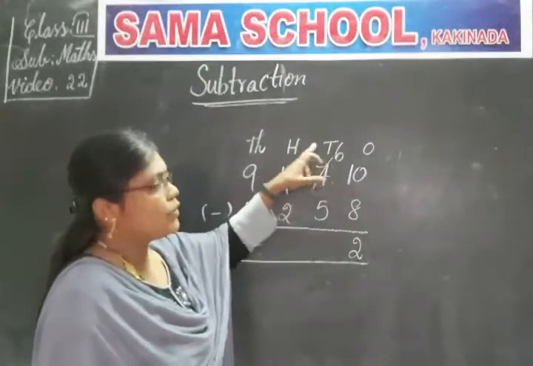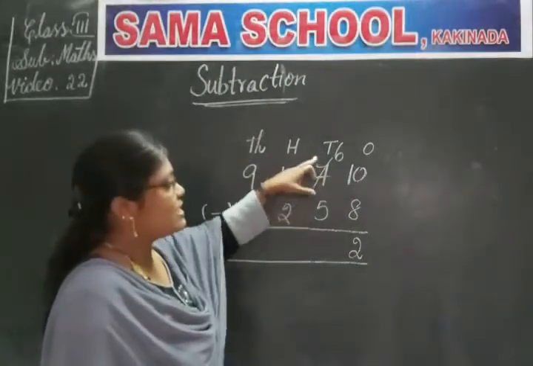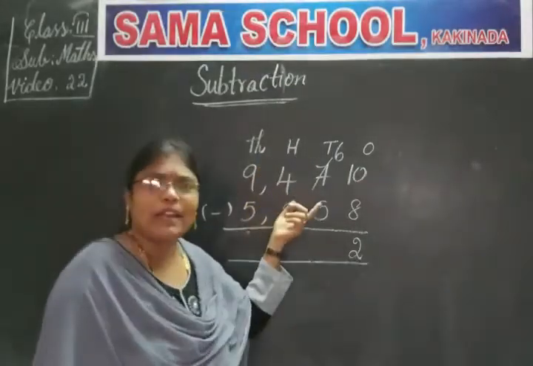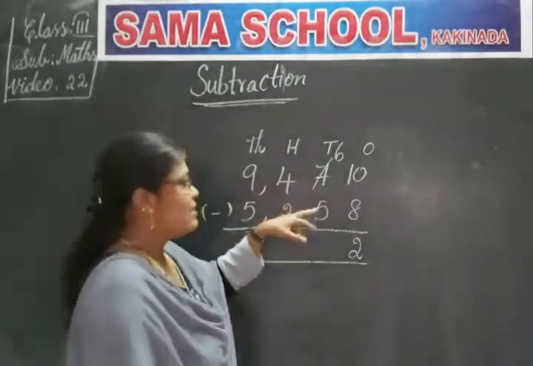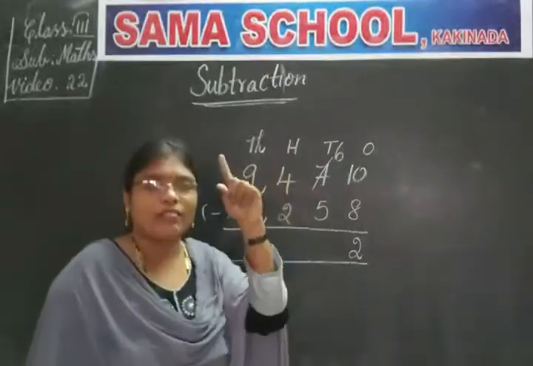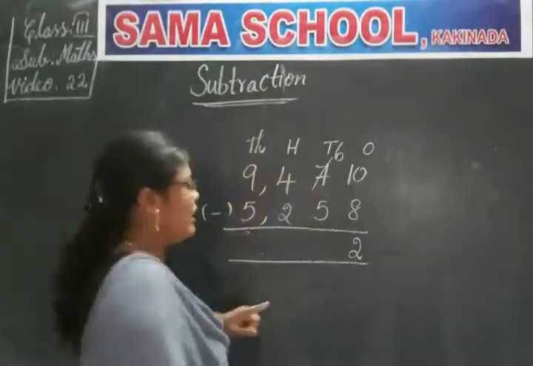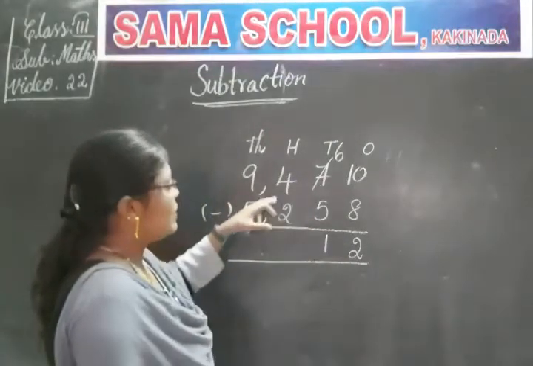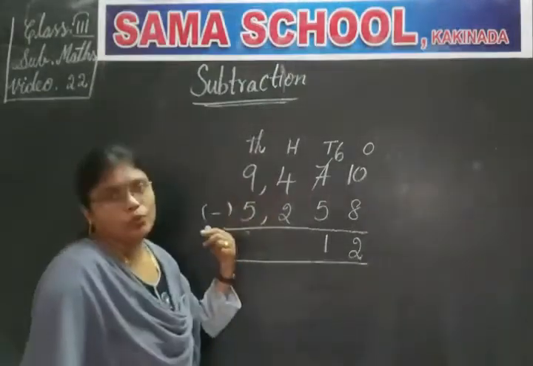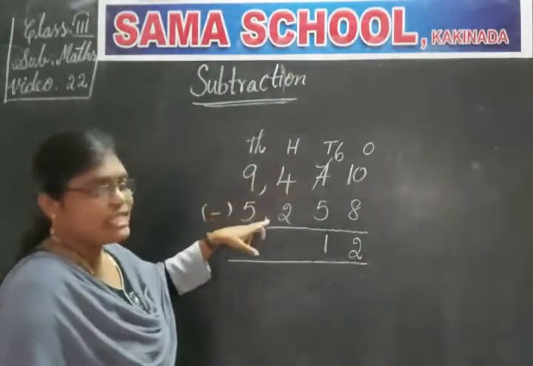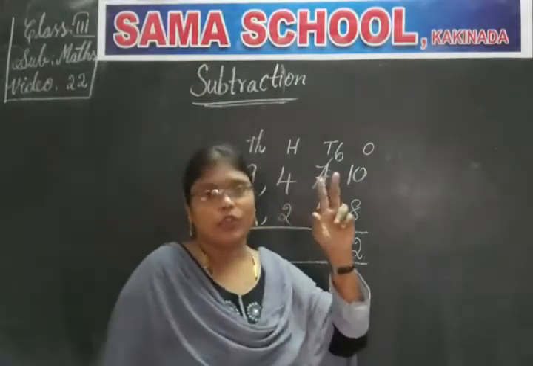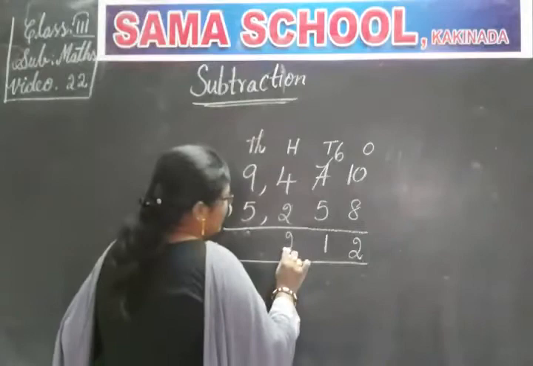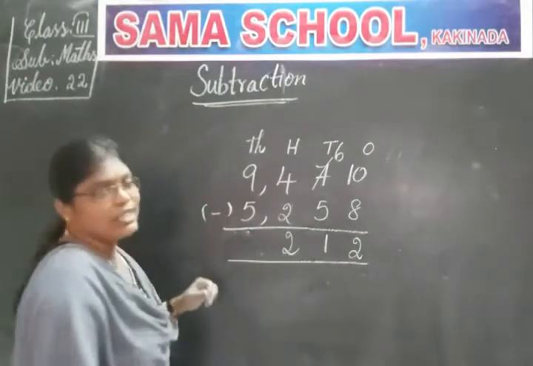Come, let's move to tens place. What are the digits in tens place here? We have 6 and 5. Can you subtract 5 from 6? Yes. 5 after 6, so it is only 1. Write 1 in tens place. Here we have 4 and 2. 4 minus 2. 2 after 3, 4. So 2.